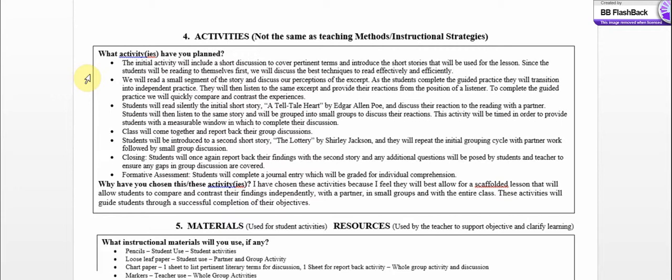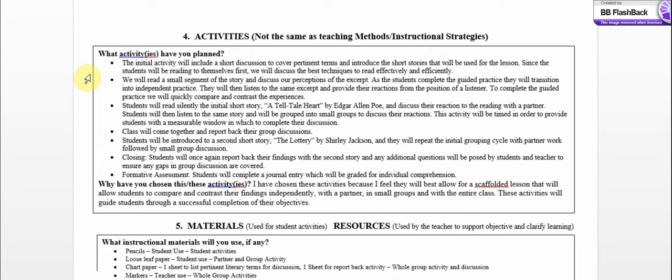Once that is completed, students will be introduced to a second short story. At this point, they've been modeled. They have modeling of the exercise. They will have practice independently. They will have worked with a partner and a small group. Then we will begin the process again.